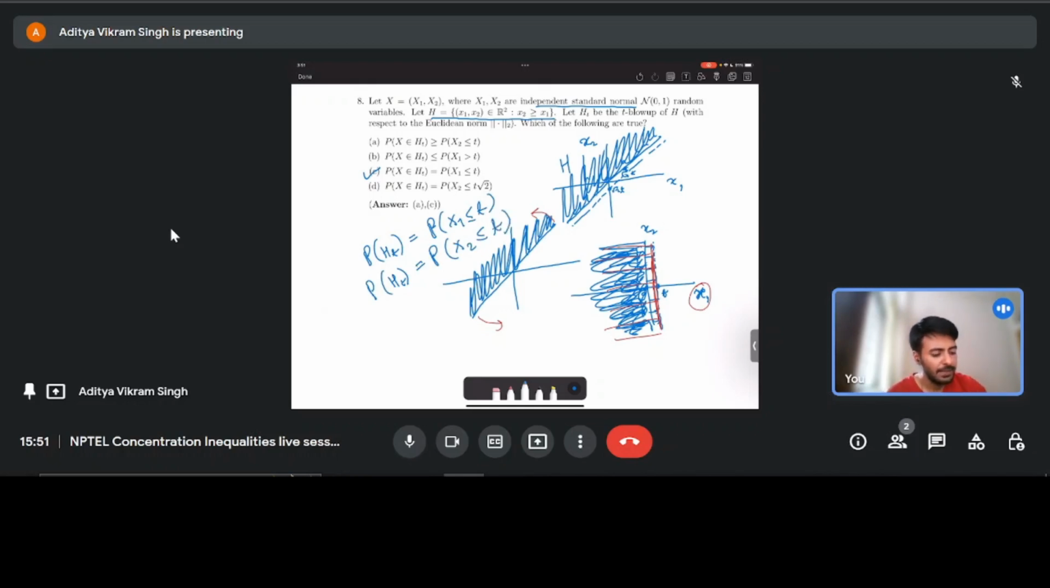And if probability of HT is equal to probability of x1 less than or equal to t, it also means it is also greater than or equal to probability of x2 less than or equal to t. So A is also correct, and B and D. Okay.